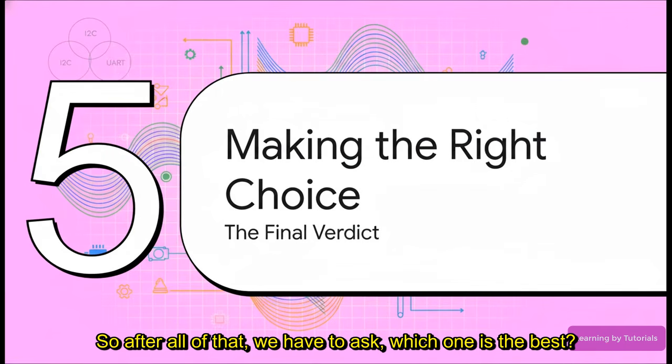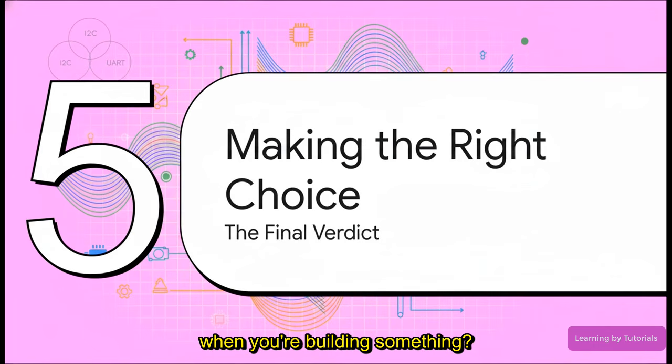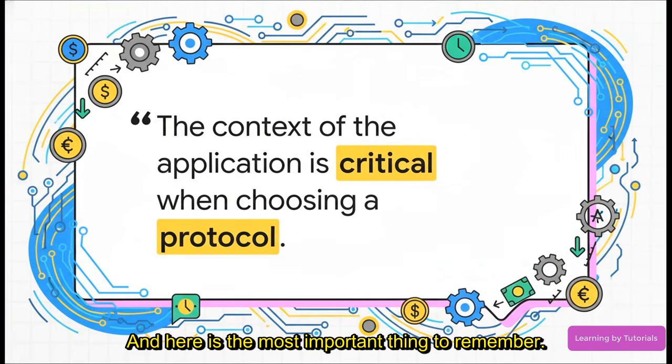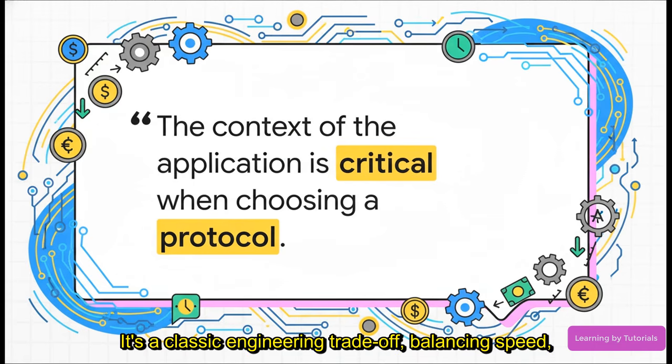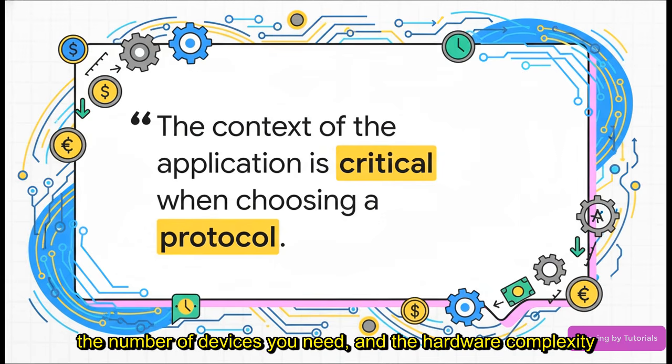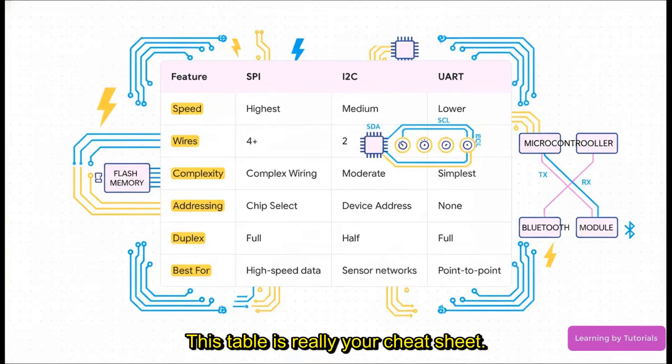So after all of that, we have to ask, which one is the best? How do you actually decide which protocol to use when you're building something? Let's boil it all down to a final verdict. And here is the most important thing to remember. There is no single winner here. The best protocol is always, always the one that best fits the job you need to do. It's a classic engineering trade-off, balancing speed, the number of devices you need, and the hardware complexity you're willing to handle. This table is really your cheat sheet. It lays all the trade-offs out bare.